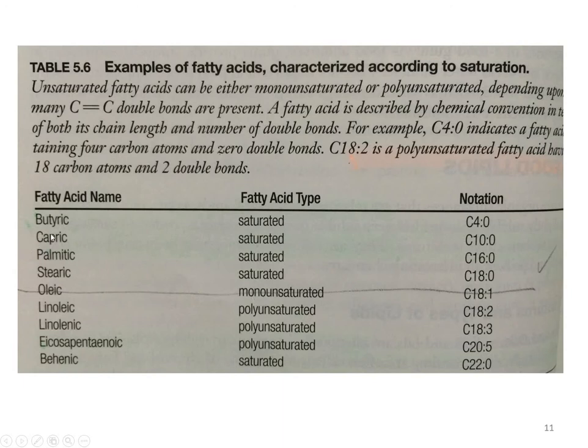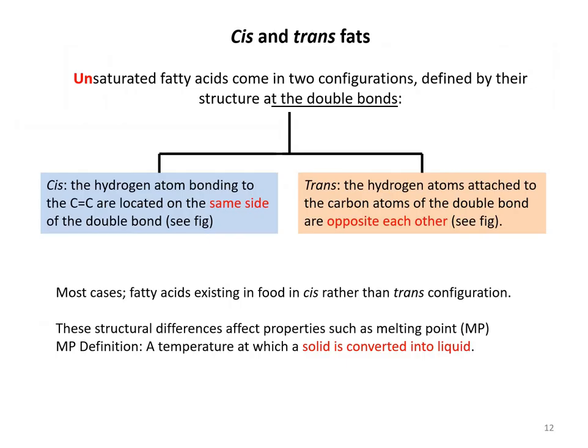Yeah, so you can see butyric C4 has very low carbon versus linoleic polyunsaturated. So you learn organic chemistry. This is notation to indicate whether it has any double bond and how many carbons.